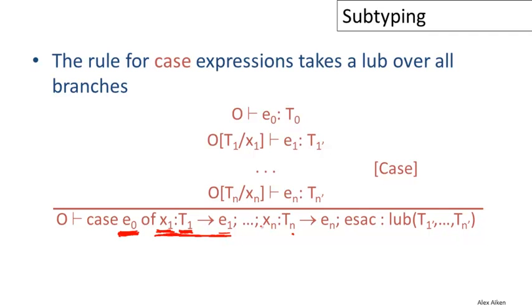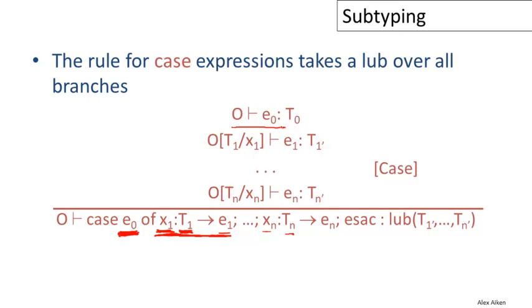We're just picking the best matching branch, the one whose declared type most closely matches the runtime type of E0, and then we're going to execute that branch with the variable that's named in that branch bound to the value of E0. So let's see how the typing works out.